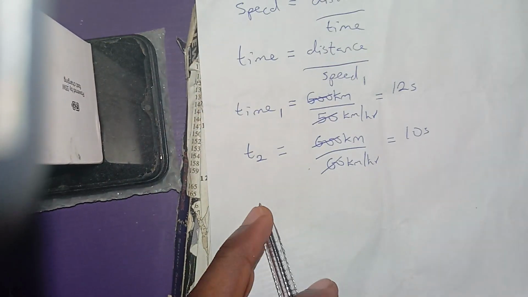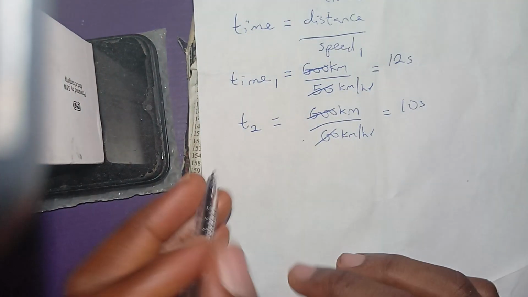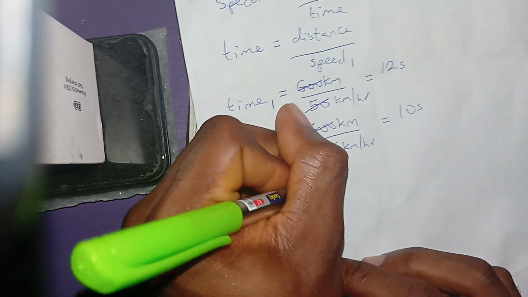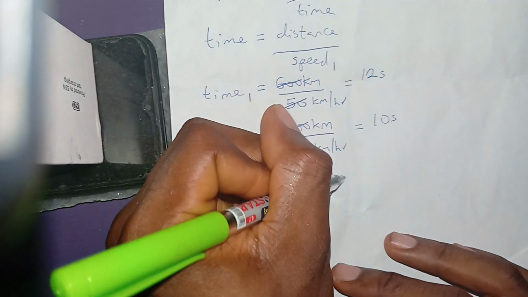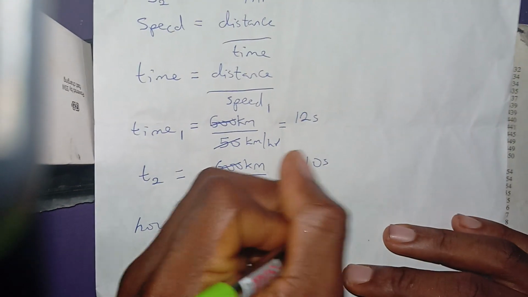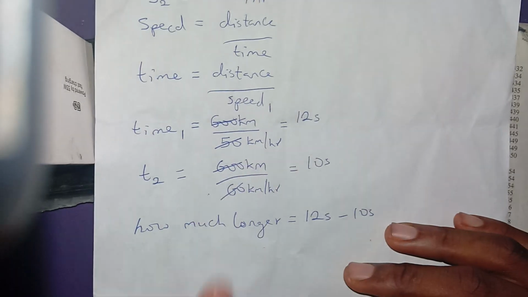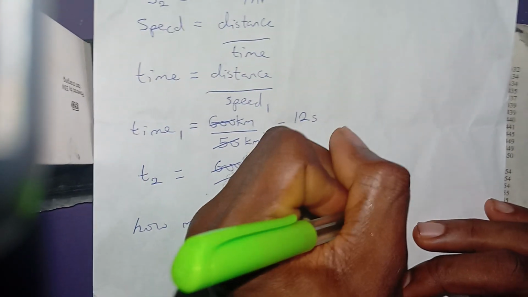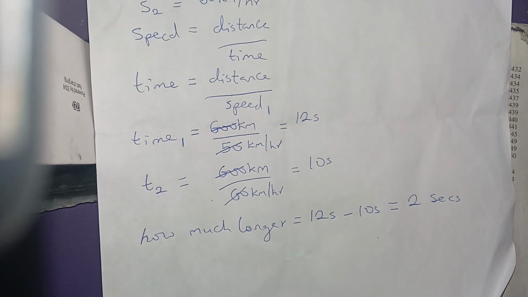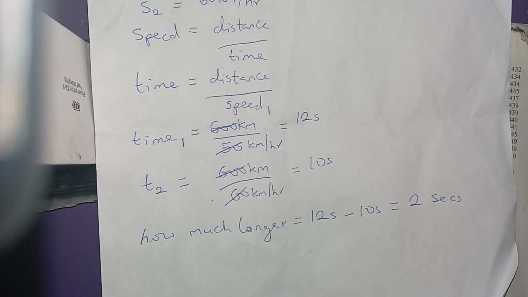So now we have our T1 and T2. Now, how much longer is equal to 12 hours minus 10 hours, which is equal to 2 hours. So it took 2 hours for that car traveling at 50 kilometers per hour to get to its destination after the one traveling at 60 kilometers per hour had gotten to its destination.